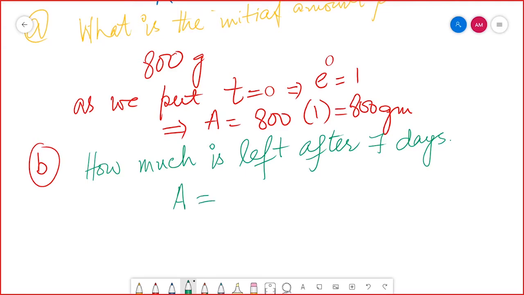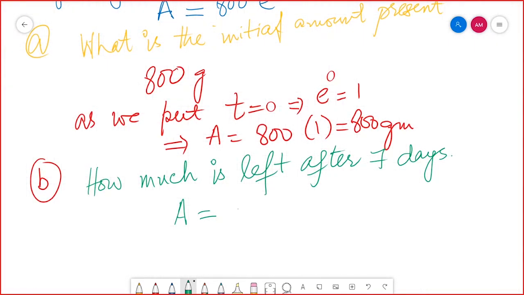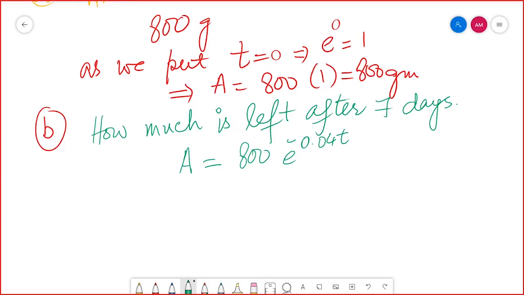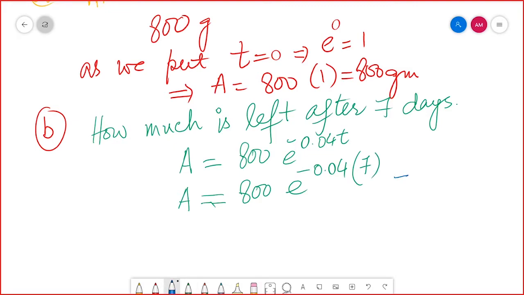Assume the calculator. Yeah, good, very nice. So it means 7 days. We put A is equal to 800 e to the power minus 0.04, and here we put 7. So how much is there? You told me. So this becomes 604.6 gram. What does it mean?